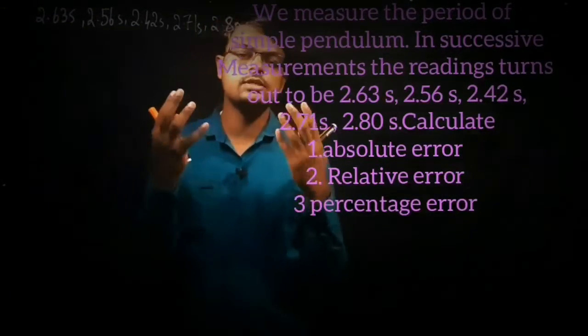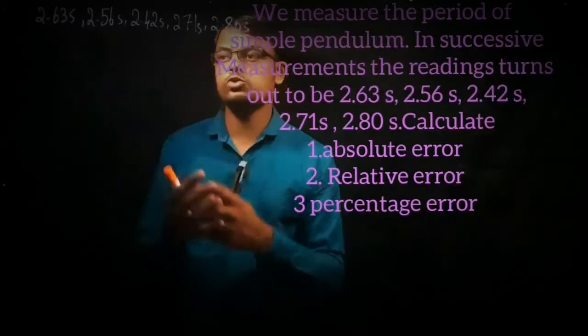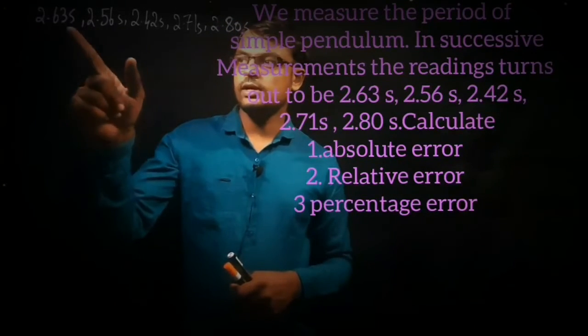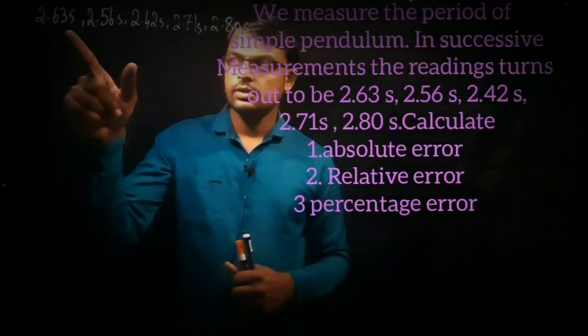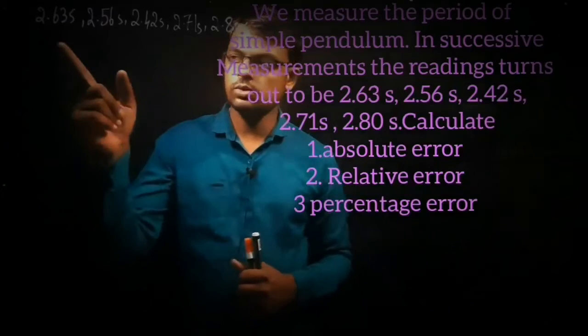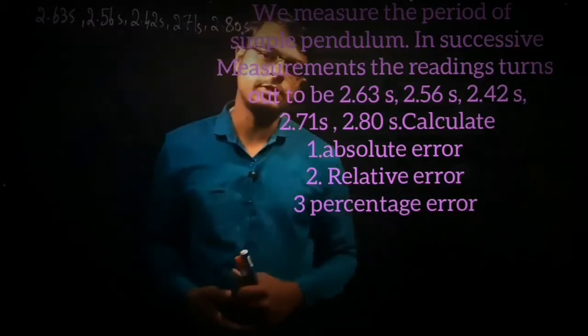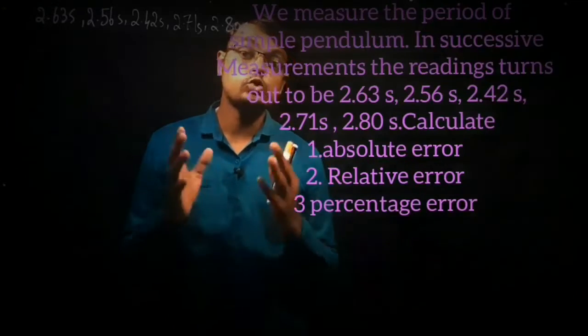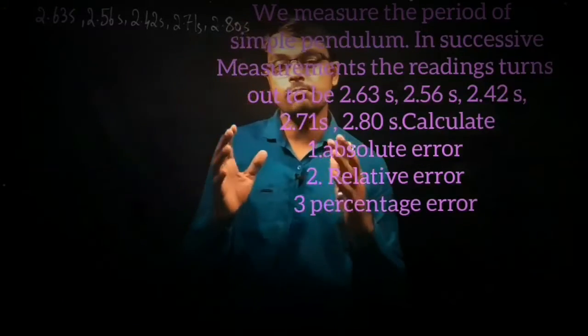That means a person has measured using one instrument. So you can see here what the least count of this instrument is. You can see here 0.01 second is the least count of the instrument which the person has used here. Now the first thing you have to calculate here is the true value, or the mean value.